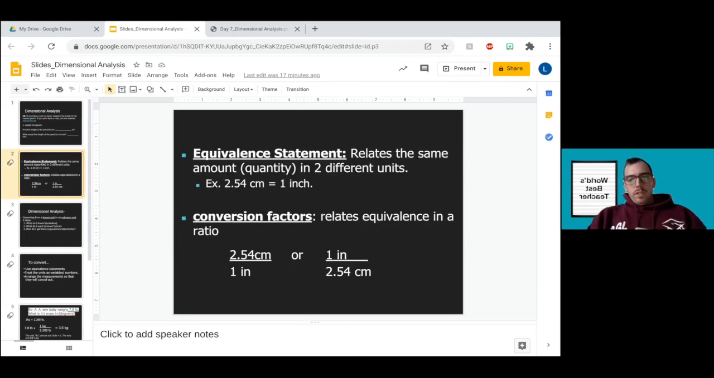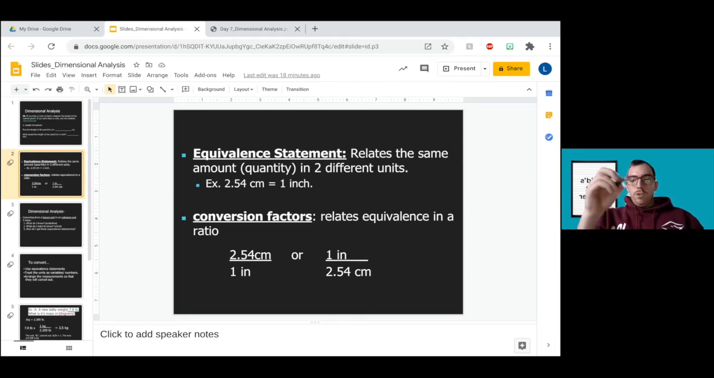An equivalent statement is something that relates amounts, quantities. That's what I've been talking about when I said we have to make our units agree: we have to use an equivalent statement to understand how they're related. Equivalent statements and conversion factors are very similar. An example of an equivalent statement: 2.54 centimeters equals 1 inch. That's the same thing as a ratio of 2.54 centimeters over 1 inch, or 1 inch over 2.54 centimeters.